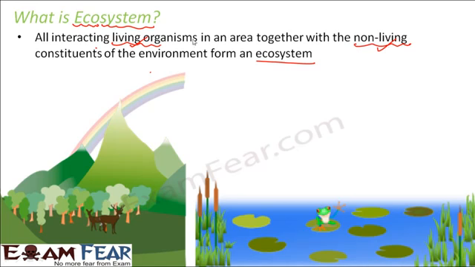Here another important term is "in an area". We limit the organisms to a particular area, and that particular area is termed an ecosystem. Now let us take an example. Let us take the example of a pond. Here you can see a pond, right? And you can see a small little frog jumping out there. So the pond itself is an ecosystem. The pond is just a small part of this entire universe.